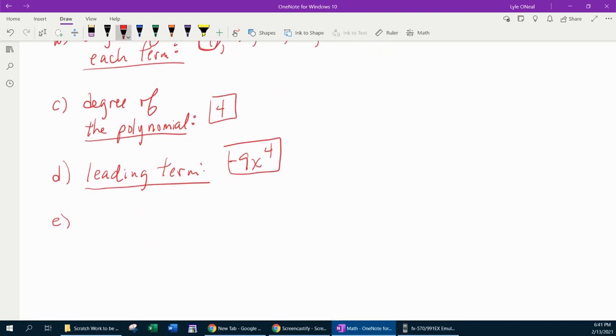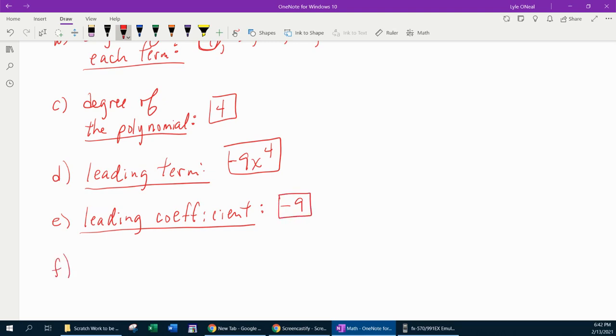Next, E, identify the leading coefficient. Okay, so once you've identified the leading term, the leading coefficient is the number in front of the letter. Or you could say the number that's multiplied by the variable. Here, our leading coefficient is negative 9.